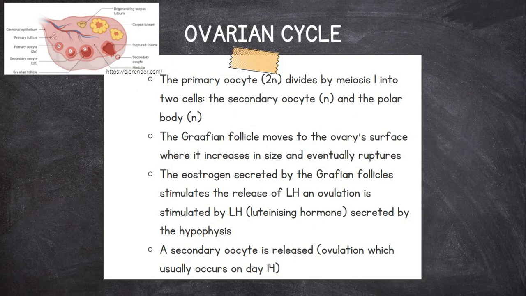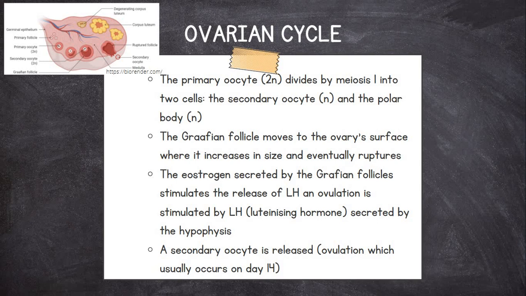So the primary oocyte divides by meiosis I into two cells, the secondary oocyte and a polar body. Again, you can refer back to that diagram that I gave to you in the previous lesson. So the primary oocyte will then divide and form a secondary oocyte, which we can see there and there, as well as a polar body. Okay, and these are then the haploid cells, because the primary oocyte was diploid, meiosis occurred, and then we have two haploid cells.